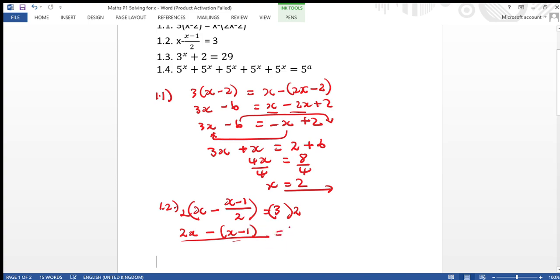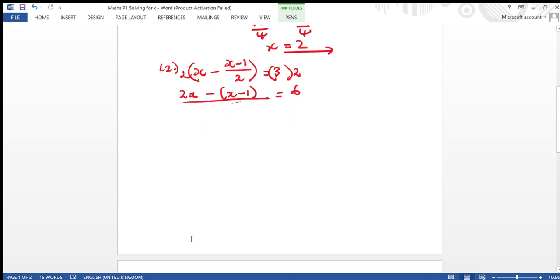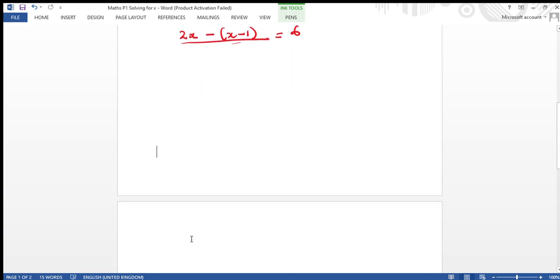Here you have 6, 3 times 2. And then let's just go on. This is going to now simplify as 2x minus x plus 1 is equal to 6. 2x minus x is x, and then plus 1 is equal to 6.